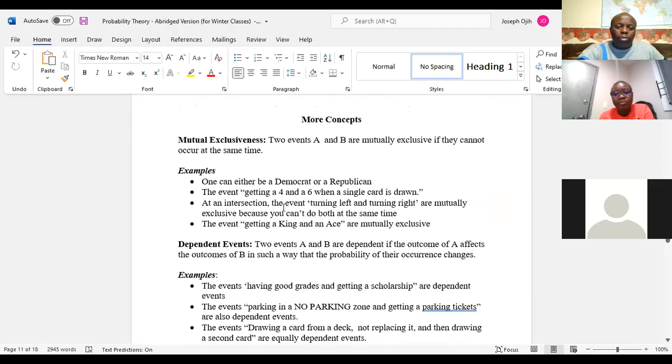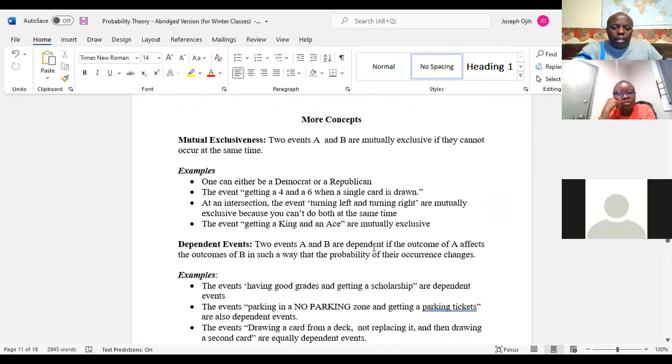At an intersection, the events turning left or turning right are mutually exclusive because you cannot turn left and right at the same time. Either you're going left or going right. If you turn left, that means you can't turn right. So this gives you an idea of what mutually exclusive is.